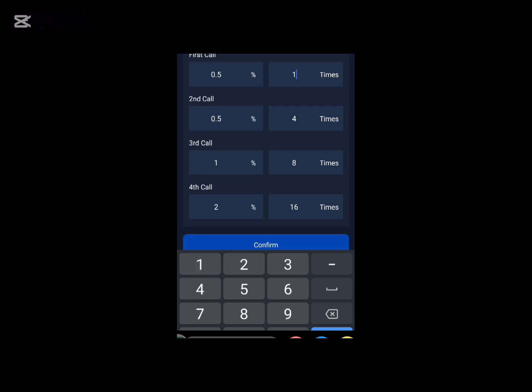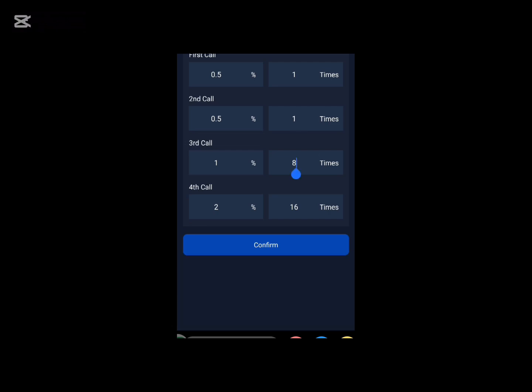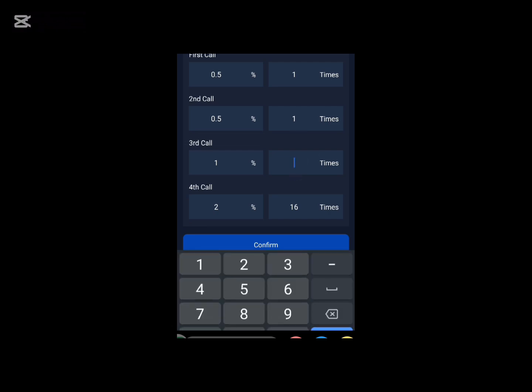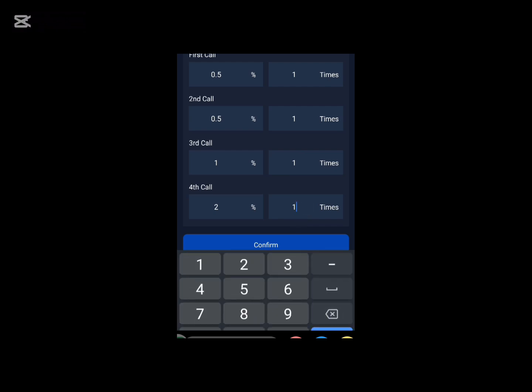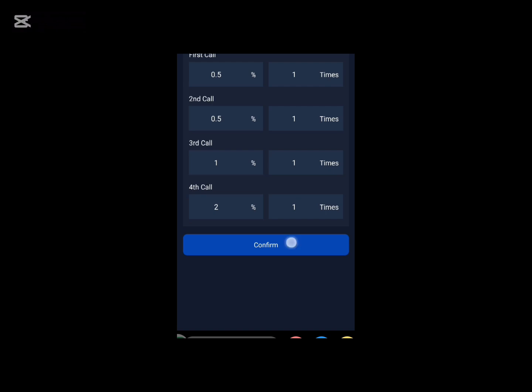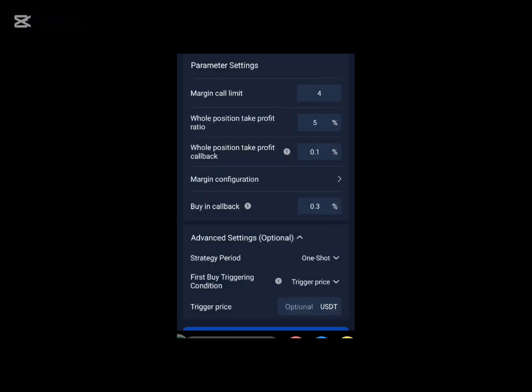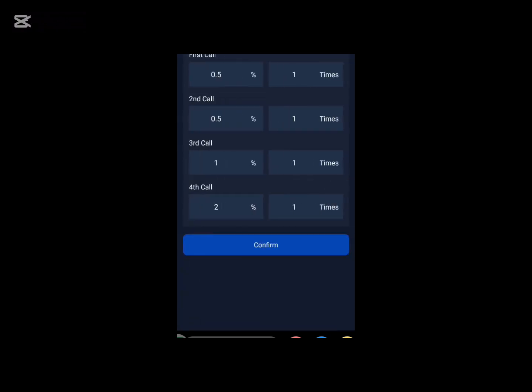So use 1 time, 1% and 2%. That is for that. So after that, you save it. Before I proceed, let me come again.